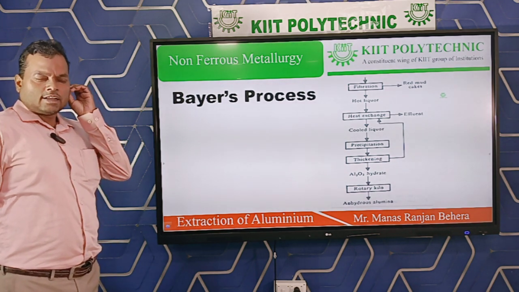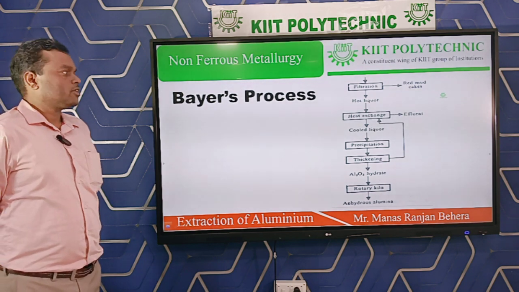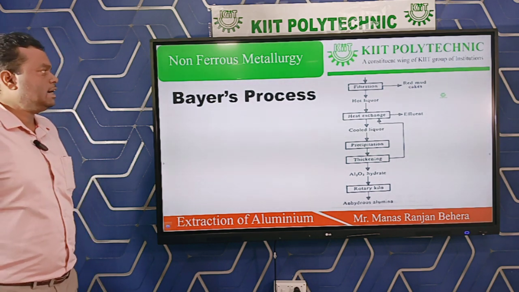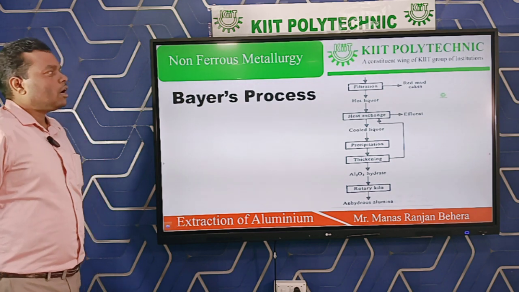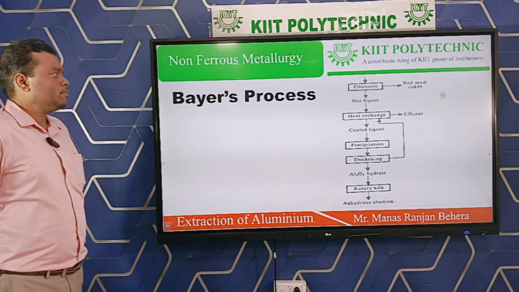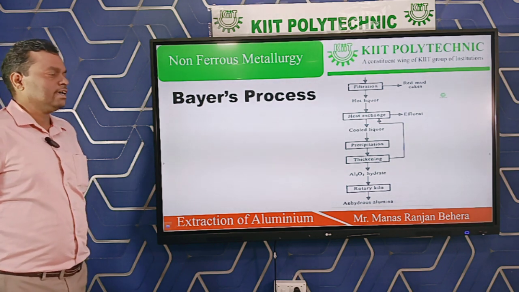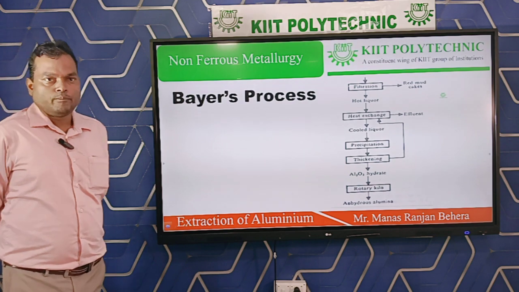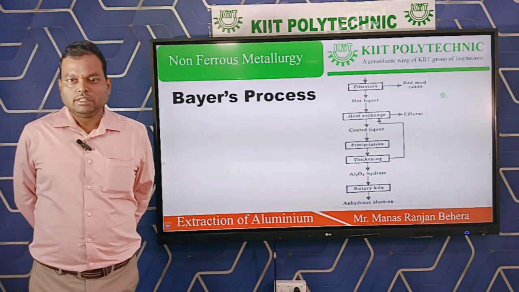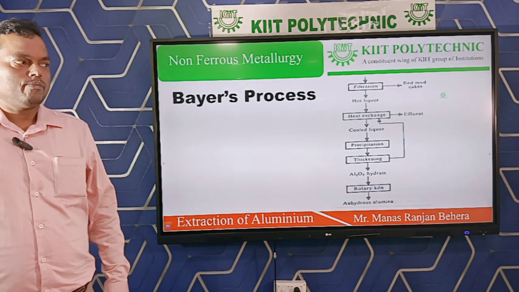So how will we get it? For the Hall-Héroult process we will use a steel tank. The size of the tank is 5 meters long, 2 meters wide and 1 meter deep. In this steel tank we will produce pure aluminium.